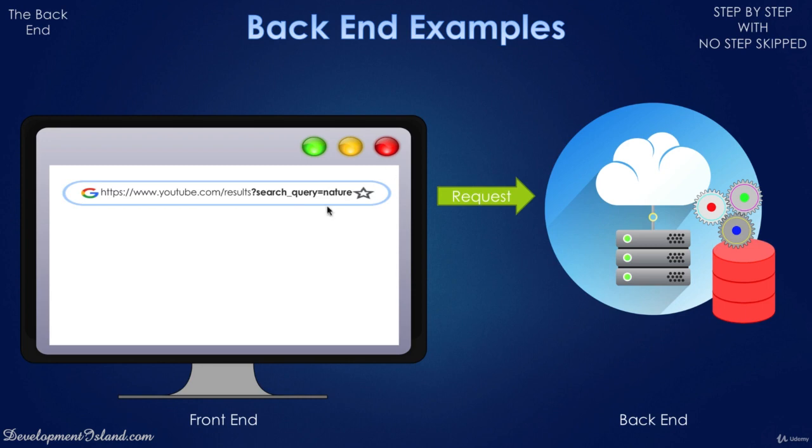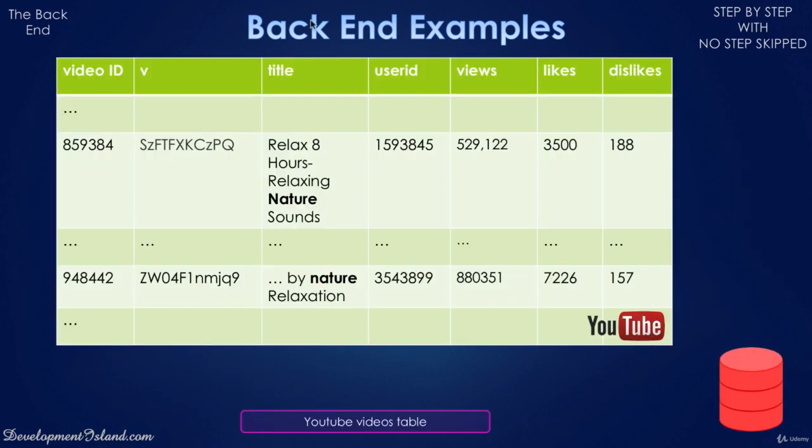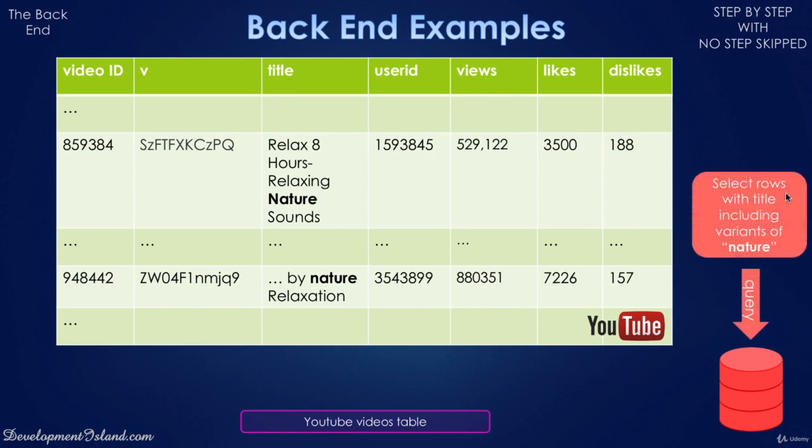If it contains a word like natural, for example, then it's also going to be included in the results because natural is a variant of nature. So here's how it works. So that's our videos table inside the database. So we're looking at this column, title. So the query to run is selecting all the rows with a title including variants of nature.